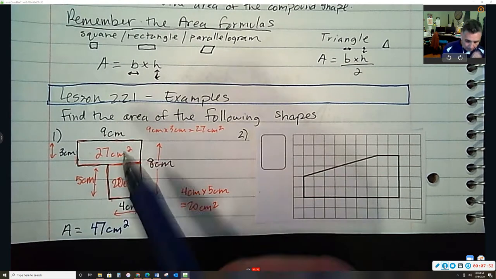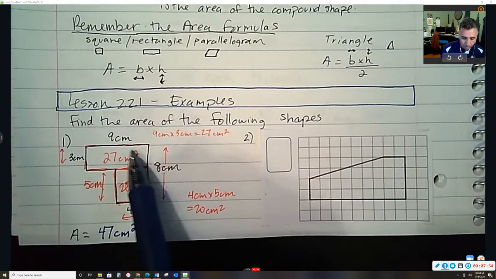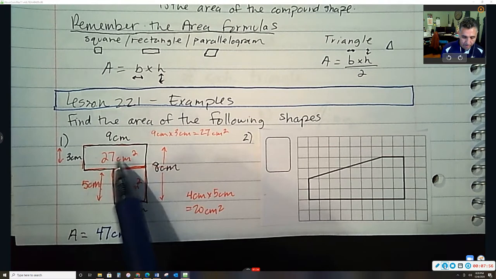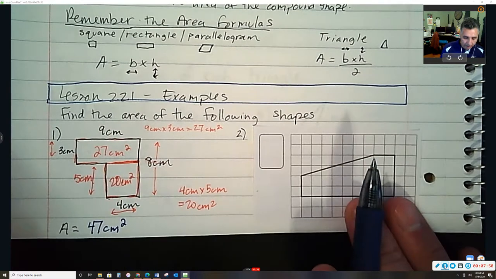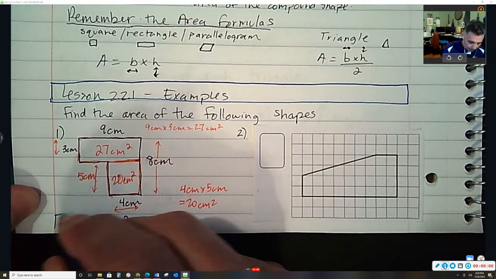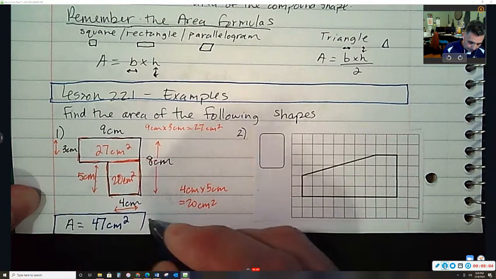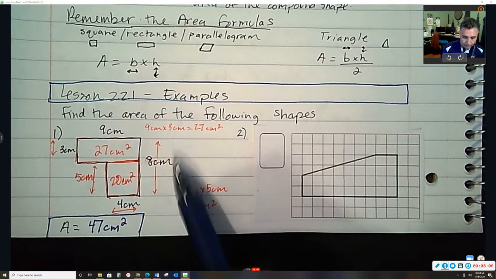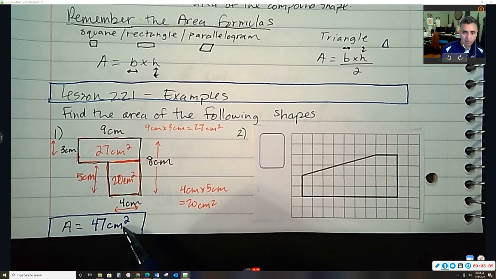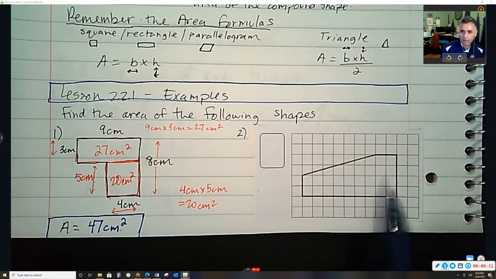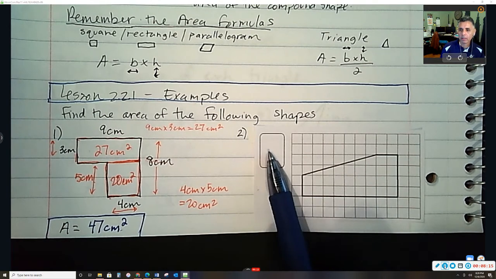And why would you add them? Because the original shape was both of these put together. So if you think in math terms, adding them together or putting them together is adding. Okay, so that's the area. Now if there's units like this one, remember to put the units. This one doesn't have units. If it doesn't have units, I'm not going to make you put anything. The answer is just going to be a number.